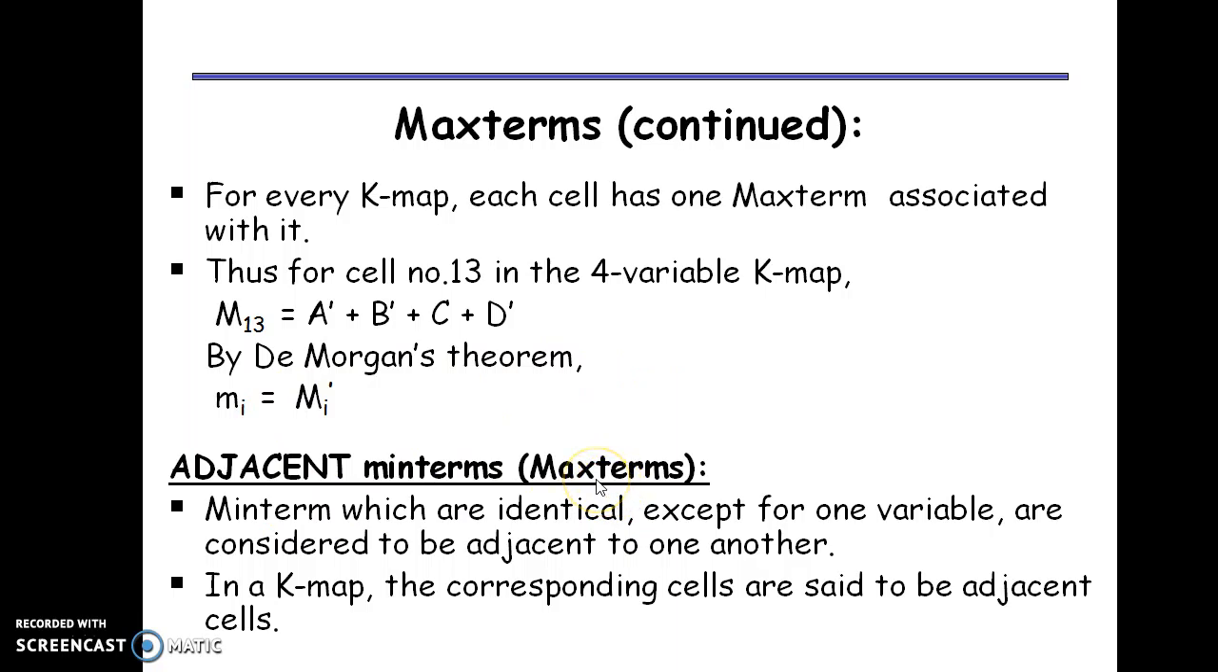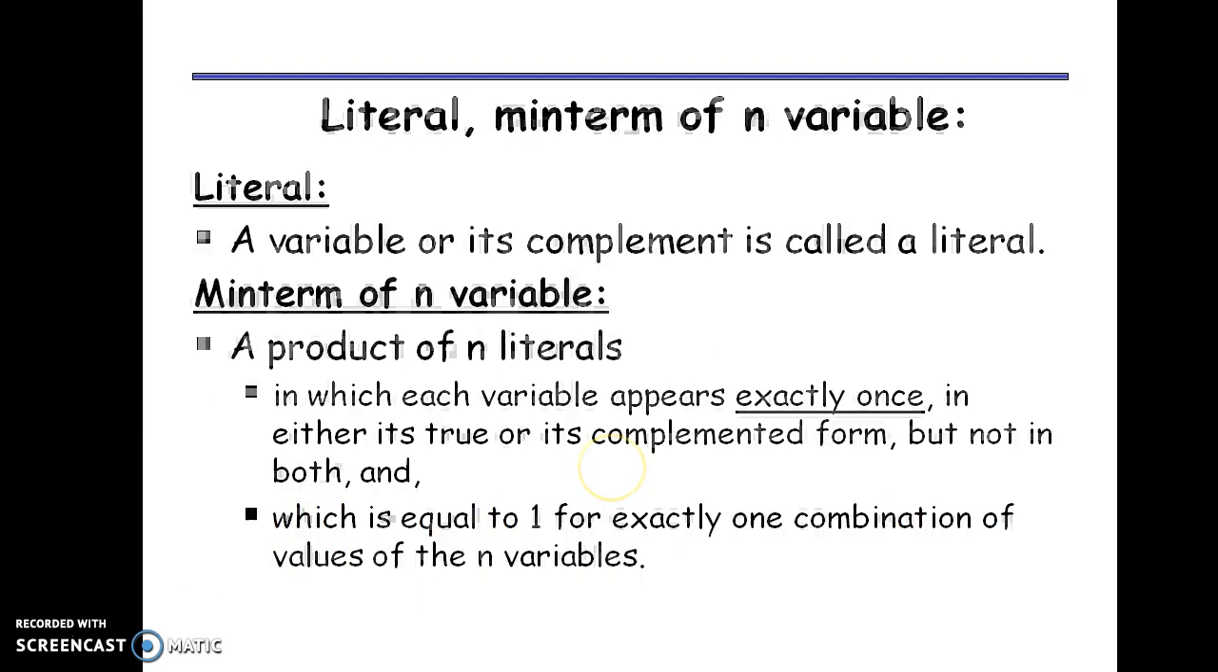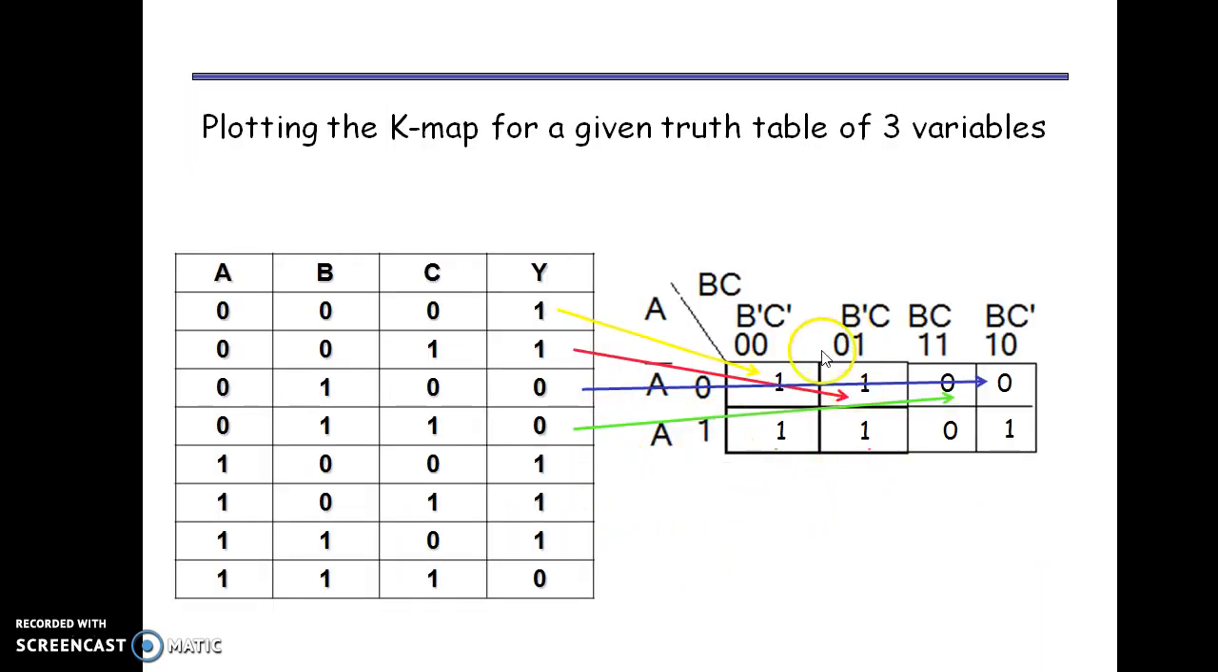So what are adjacent minterms or max terms? In a K-map, the corresponding cells are said to be adjacent. Like we can see from here, these two cells are adjacent. These two cells are adjacent. These two cells are adjacent. Also, this cell and this cell are called adjacent cells, because by folding the K-map from here, this will overlap to this one. This will overlap to this one. So these are called adjacent.